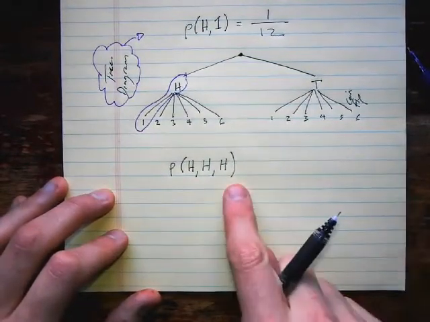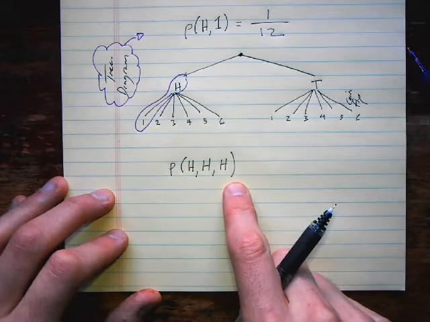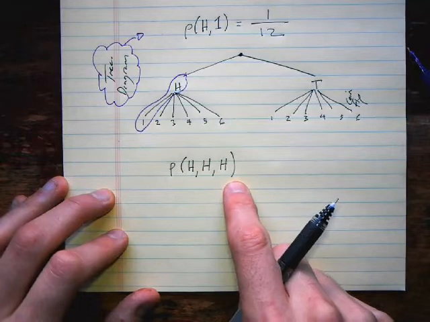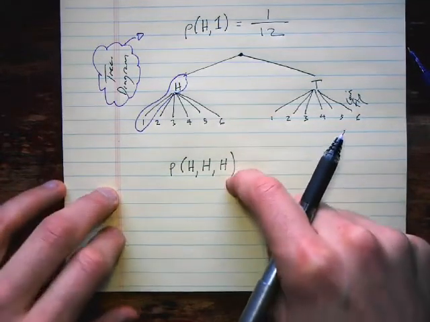Would an outcome chart work for this? The answer is no. You have to make a tree diagram. And you'll see that as you continue your work.